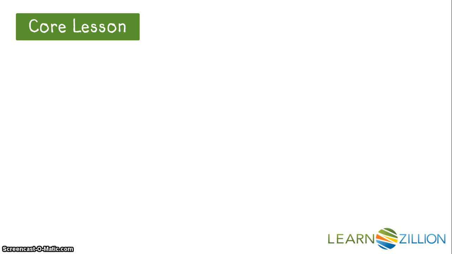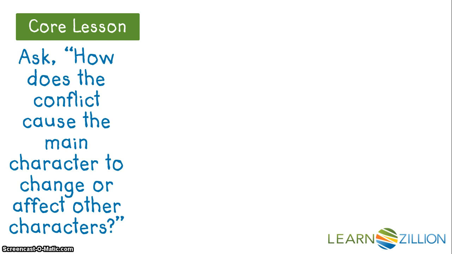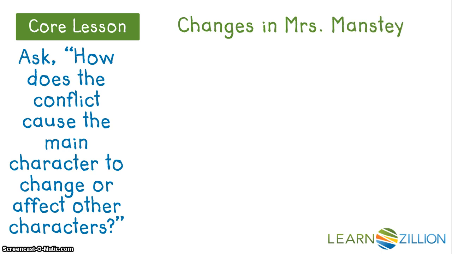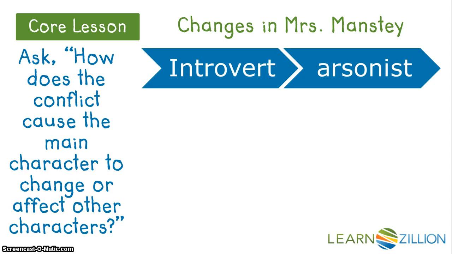Now that we've identified the conflict, we are ready to move on to the next step, which is to ask ourselves, how does the conflict cause the main character to change or affect other characters? Let's first look at the changes in Mrs. Manstey. I definitely see a change in her. She starts off as an introvert. She spends most of her time in her apartment looking out of her window. It isn't until Mrs. Simpson, Mrs. Manstey's landlady, comes to visit and tells Mrs. Manstey about Mrs. Black's extension that we see a change in our protagonist. At the end of the story, she commits arson to stop the construction. Going from an introvert to an arsonist is a big change.